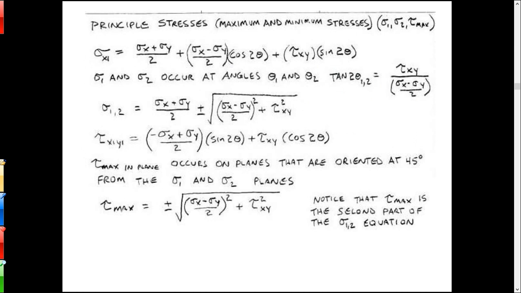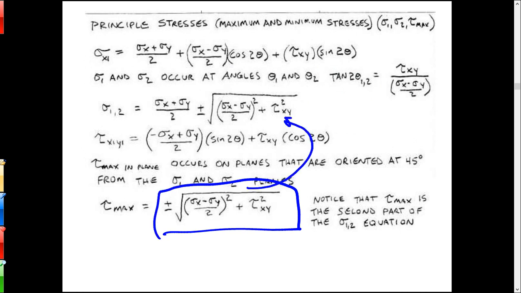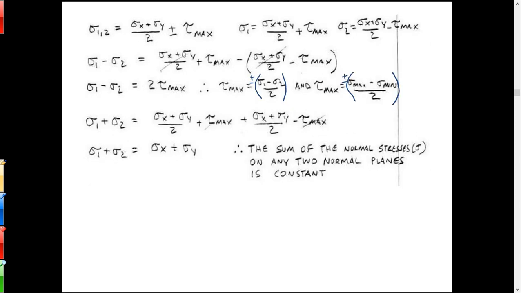So what we can do is substitute in tau max for this stuff. So instead of using that term, you can just use tau max. And if you do that, you can reach some conclusions here, okay? So what you got there is sigma 1 and 2, which are the principal normal stresses, is sigma x plus sigma y over 2 plus or minus tau max. So sigma 1 is that term plus tau max. Sigma 2 is that term minus tau max.